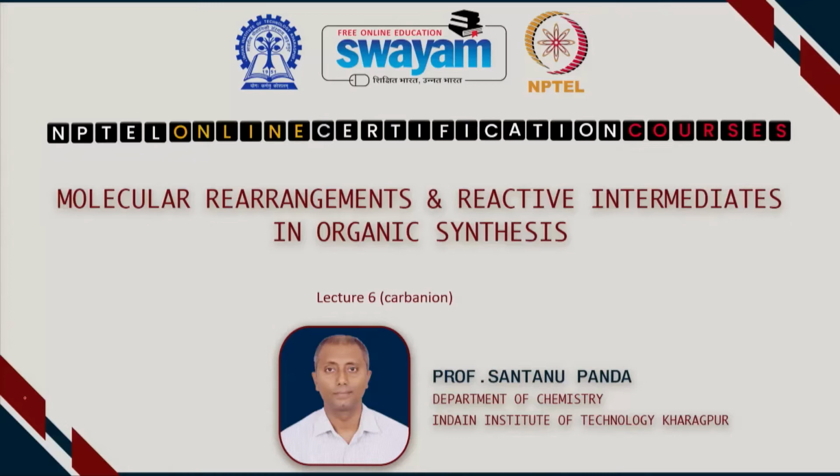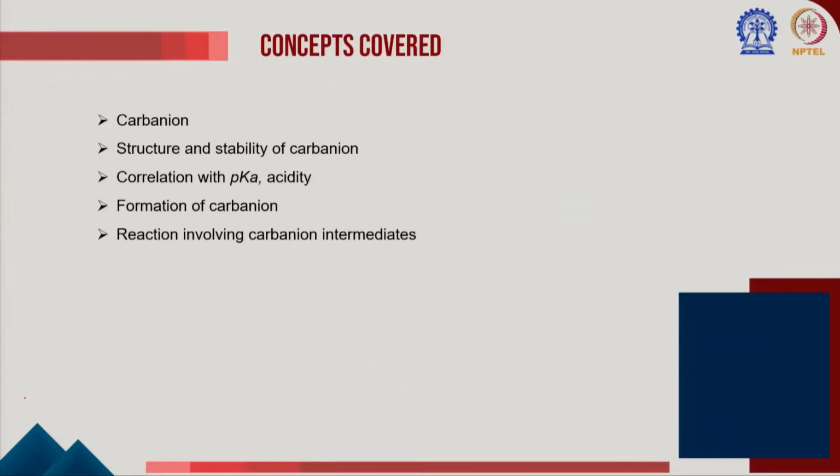Last couple of classes we have learned about the carbocation, their structure, their reactivity and various different rearrangement reactions using carbocation. In today's class we are going to learn about carbanion. We are going to learn first about the structure and stability of carbanion, the correlation of the pKa and the carbanions, their different pKa, their stability, and their reactivity. We are going to talk about some of the rearrangement reactions as well.